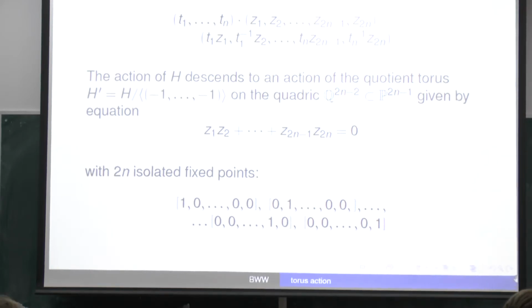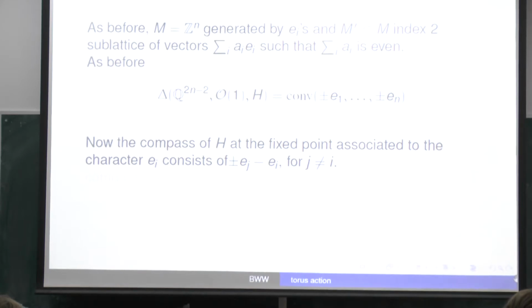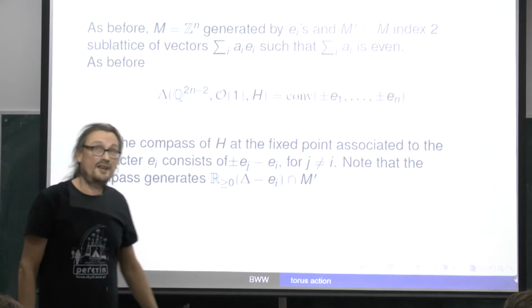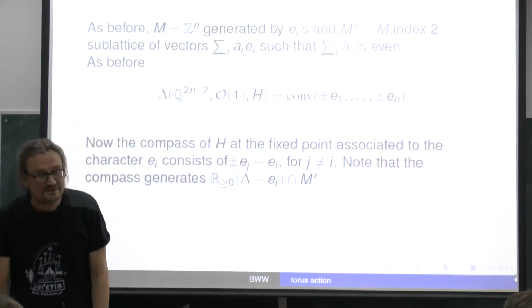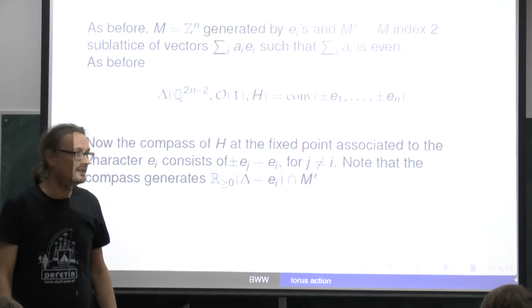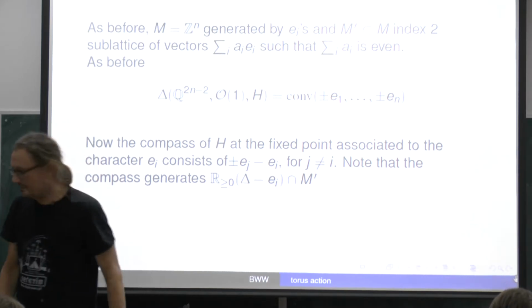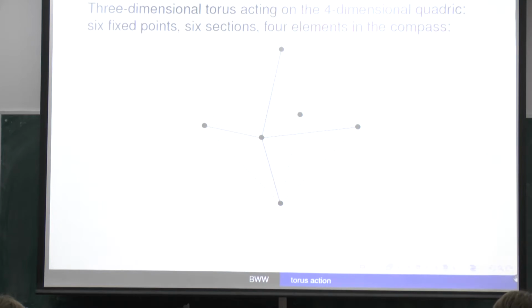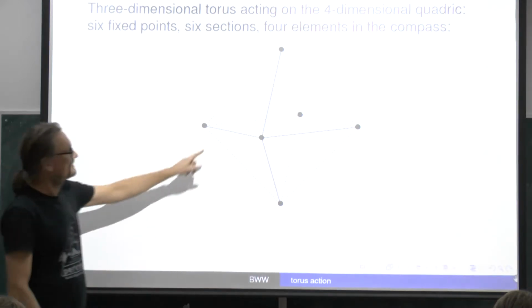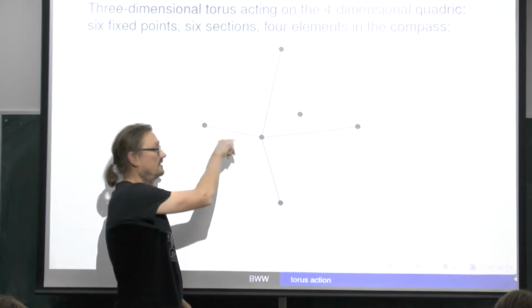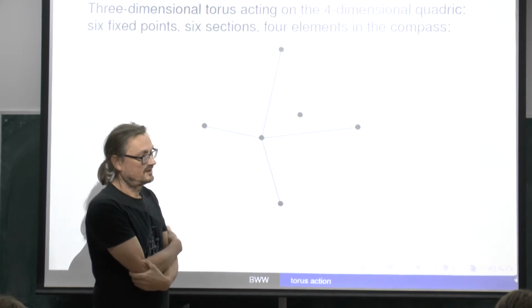Let's do the next. I'm skipping now. Even-dimensional quadric. Good. Same thing. The only difference is that now there is a finite subgroup in this torus, and the multiplication by minus 1 acts trivially. Okay? And that's the 4-dimensional quadric with the 3-dimensional torus action. Okay? And actually this is the compass. Isn't it strange that the cones are not simplicial?